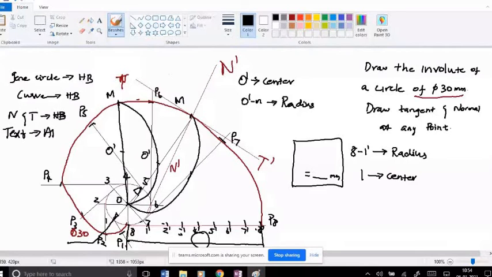From there you need to connect to M. That will be your normal, and if you draw a perpendicular to that, it will be your tangent. Is that clear? Yes, sir. Okay. That rough arc for bisecting the line, that arc also you draw with a 2H pencil.